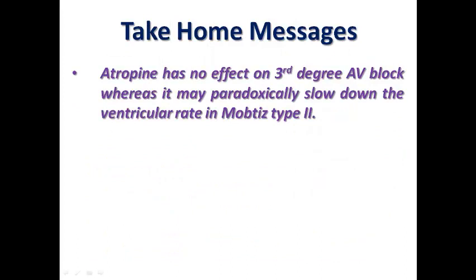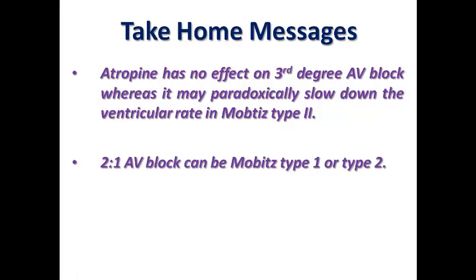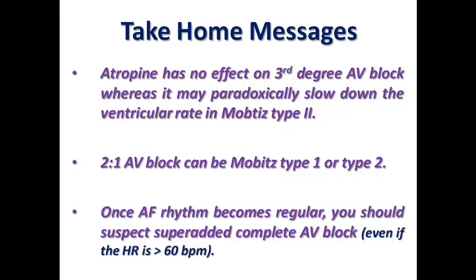Our take-home message today: atropine has no effect on third degree AV block, whereas it may paradoxically slow down ventricular rate in Mobitz type 2, and we understood why from the diagram. And 2-to-1 AV block can be Mobitz type 1 or type 2, but we usually consider the worst scenario. And once AF rhythm becomes regular, you should suspect superadded complete AV block, even if the heart rate is more than 60 beats per minute, and so this patient would need admission and temporary pacemaker.